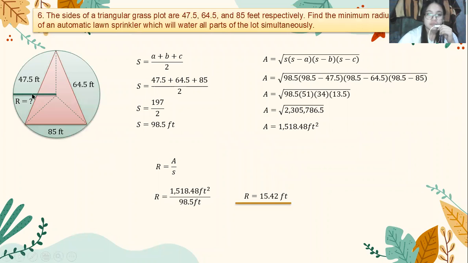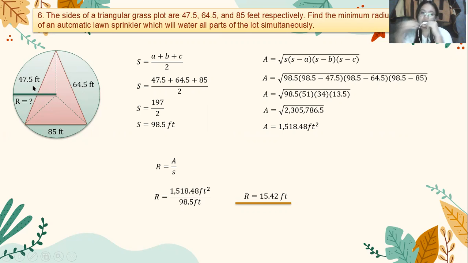So next, our last problem: the sides of a triangular grass plot are 47.5, 64.5, and 85 feet respectively. Find the minimum radius of action of an automatic lawn sprinkler which will water all parts of the lot simultaneously. So we have a circle here, and a scalene triangle is inscribed in the circle. So we have three sides with different measurements.